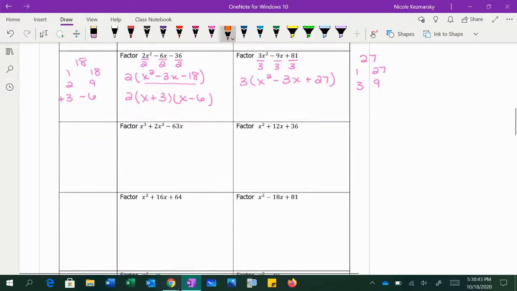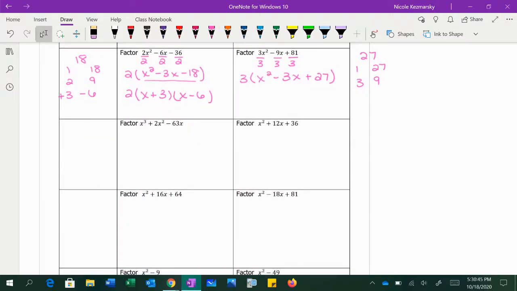In the next example, this one is x cubed, but if you notice, all three terms have an x, which means I can take that x out. So I can write this as x times, then I'm going to have x squared plus 2x minus 63. So for 63, I'm going to do factor pairs. I'm going to do 1 and 63. Not going to be 2 because it's not even. How about 3 and 21?